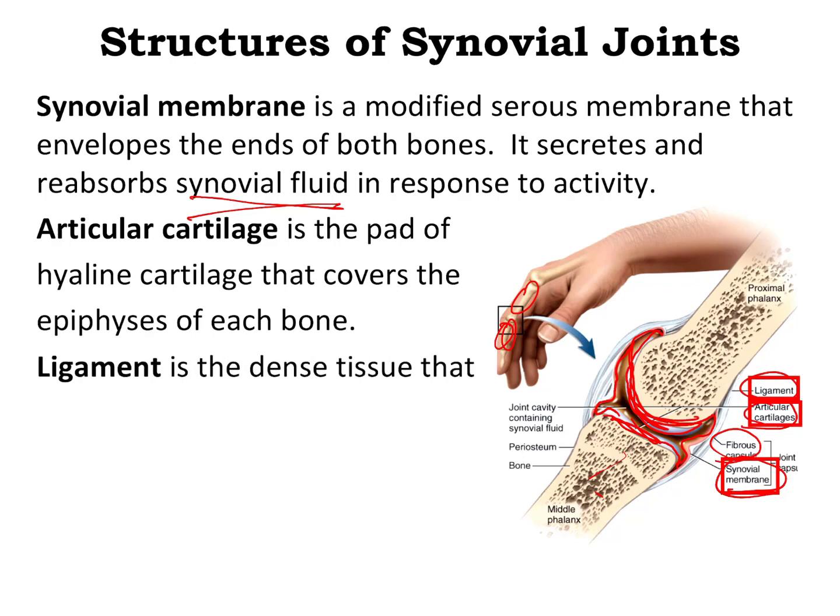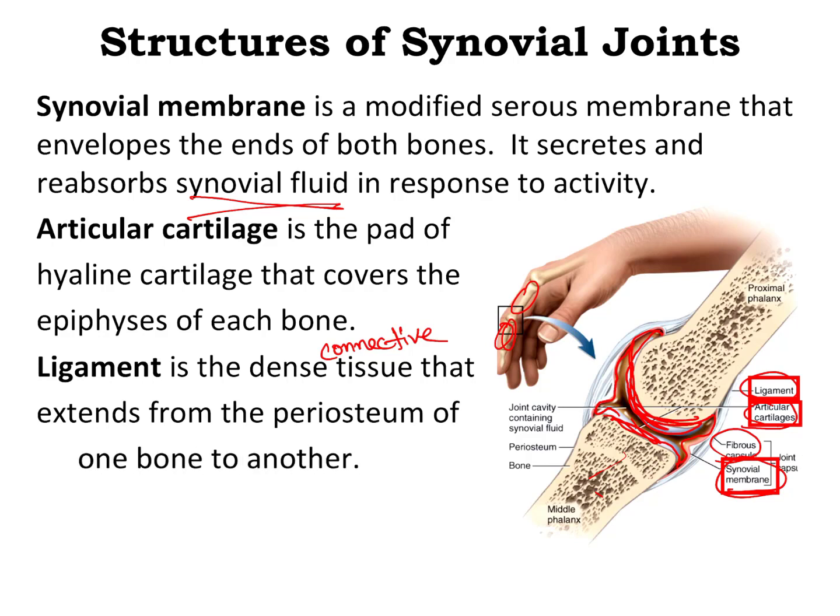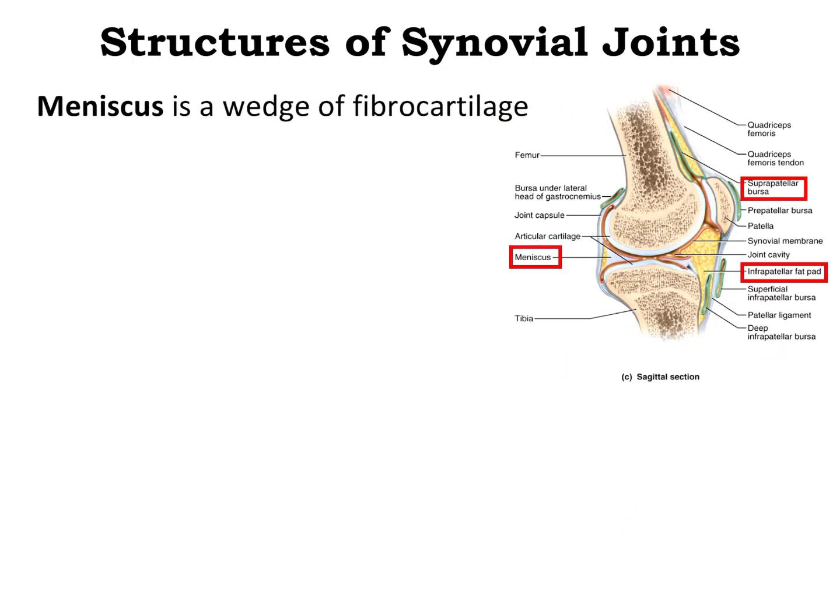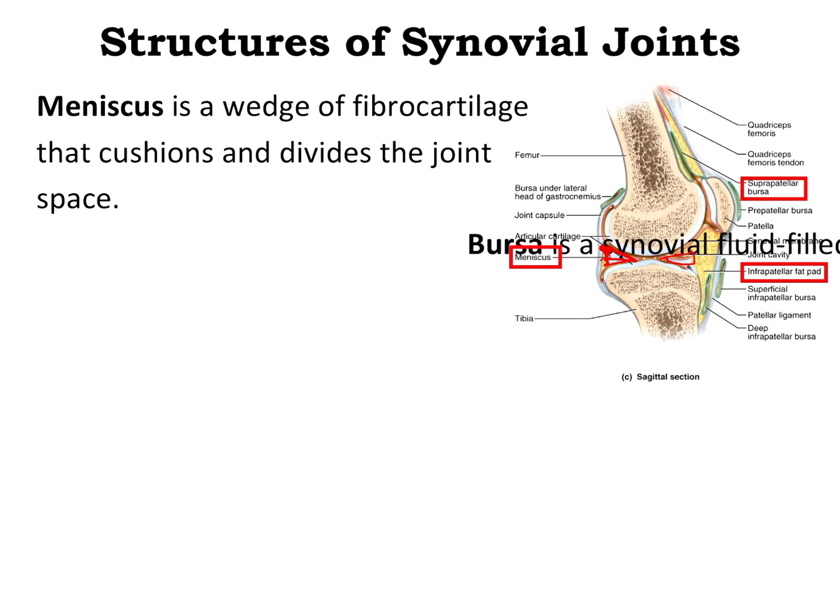And ligaments is a dense connective tissue that extends from the periosteum of one bone to another. So it's an extension off of the periosteum of one phalanx, and it becomes part of the next phalanx. So other structures, the meniscus is usually this little pad here, this little fibrocartilage that will absorb shock and cushions it, divides the joint space.